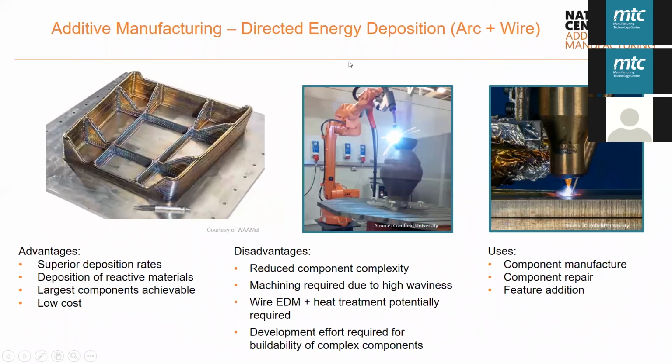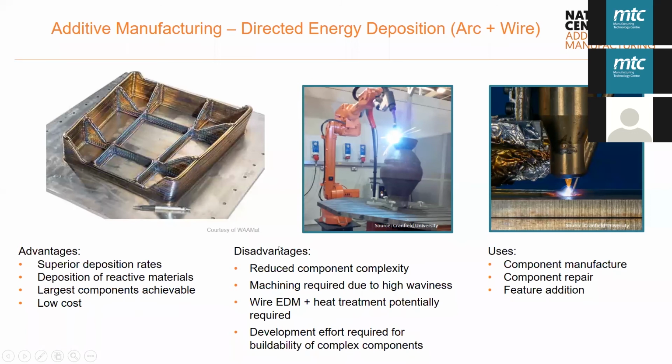Arc wire is another widely used combination of thermal heat source and feedstock. Within this technology, usually driven by a robot or a gantry, you find much superior deposition rates of components. Again, the wire itself, the feedstock that you're depositing, is a lot greater than the blown powder feedstock, so you're building components a lot quicker. You can also deposit, in some cases, reactive materials, and again, this is purely because it's in wire form. And again, some of the largest components are achievable with this process.